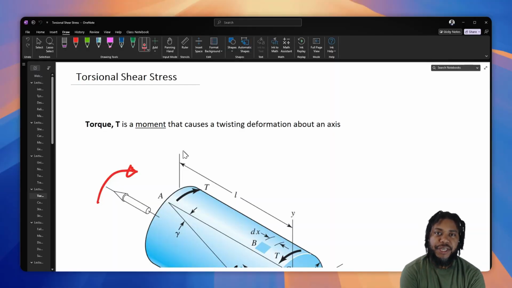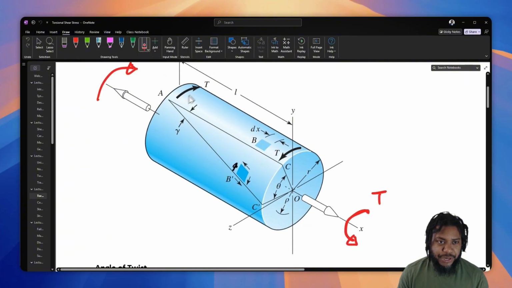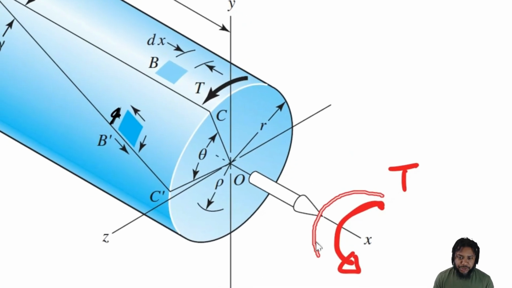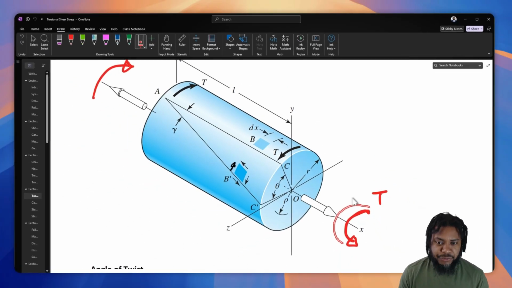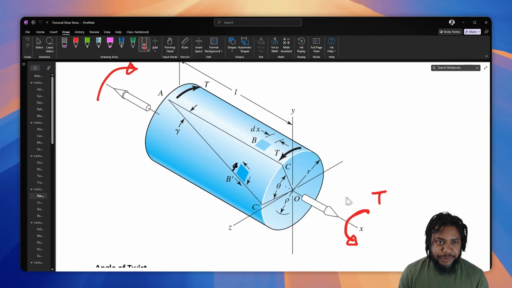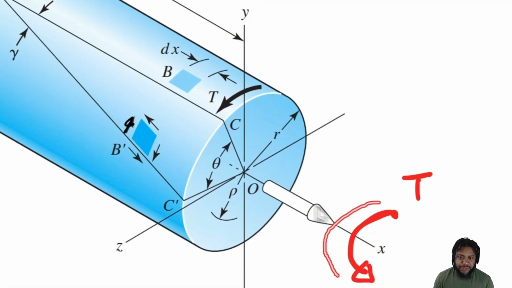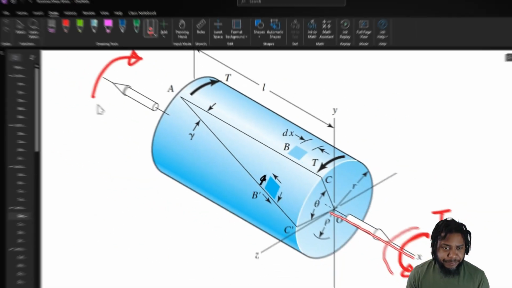Hello. Today we're going to learn about torque and torsional shear stress. Now, torque, T, is a moment that causes a twisting deformation across a member. An example here is given for a cylindrical beam, where we're applying torque, a torsional moment about the x-axis.